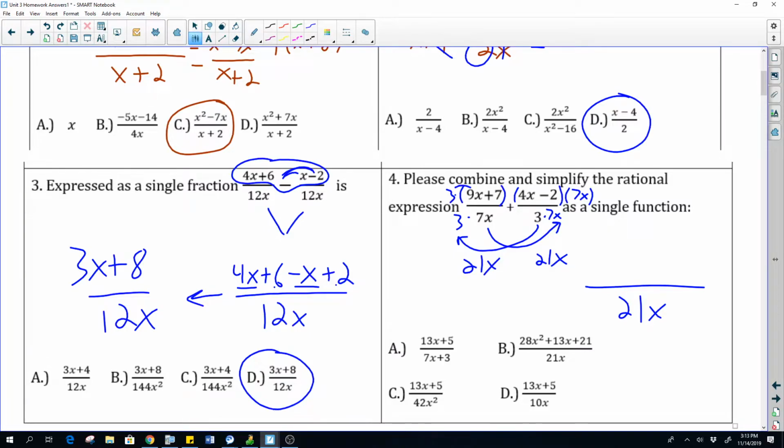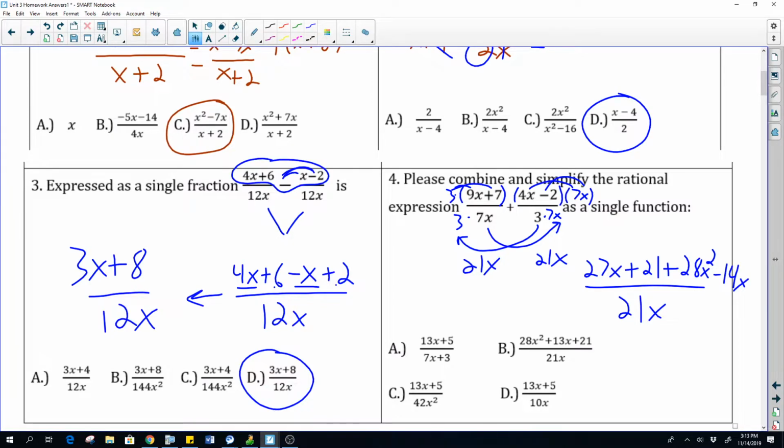So 3 times 9 is 27x. 3 times 7 is 21. Plus 4x times 7x is 28x squared. Then we have negative 2 times 7x, which is negative 14x. I'm off the paper. Okay, cool.